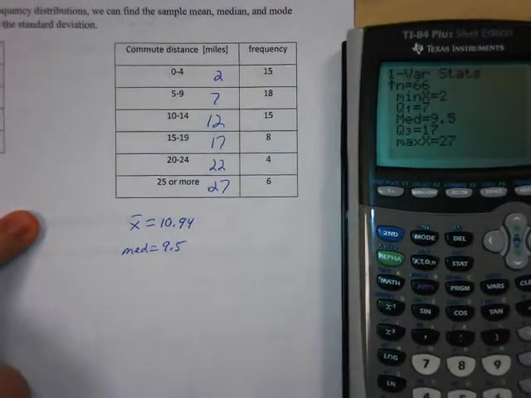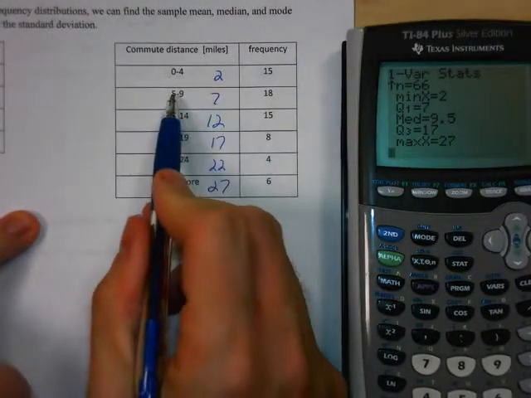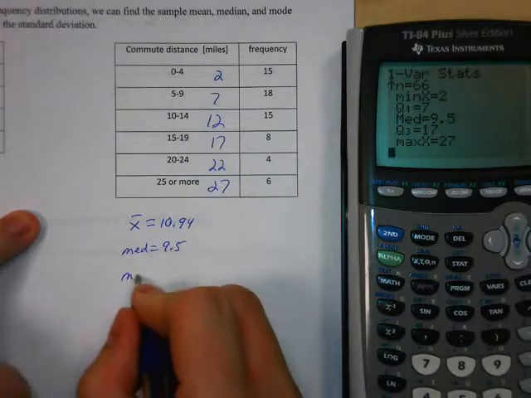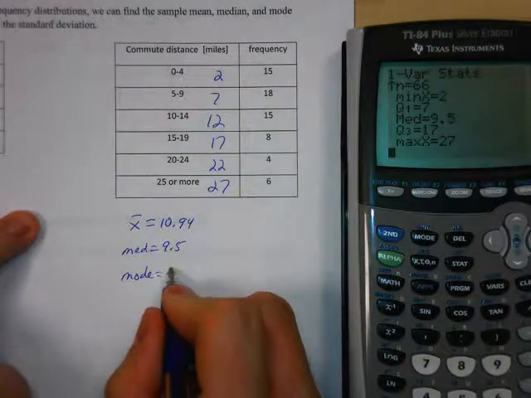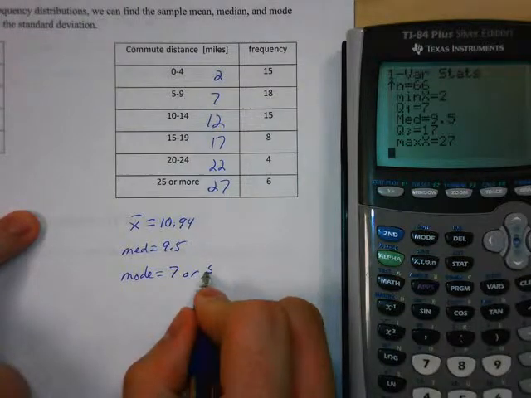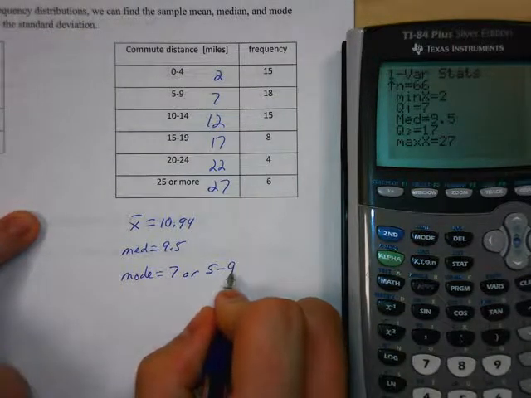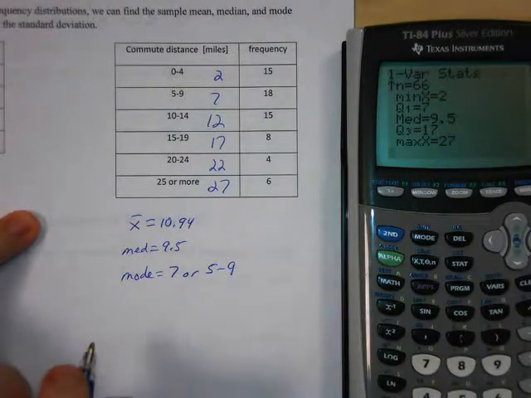Okay, the mode will be the one that occurs most often, which is interval 5 to 9. Okay, so that one, you could say the midpoint 7, or you could say the interval 5 to 9. Okay, either one I would accept as an answer.